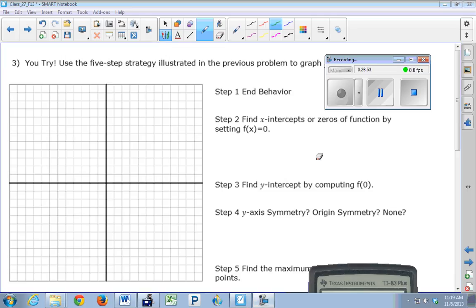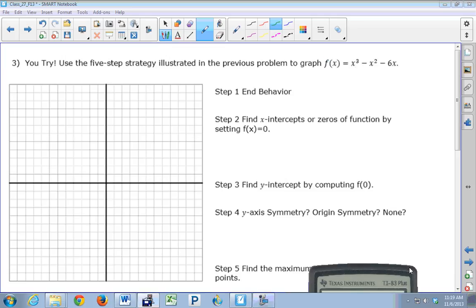Okay, so we know this is an odd degree polynomial. The leading coefficient is 1. So our right arm is up in the air, and our left arm is down, heading down towards negative infinity. What were the 3 zeros you all found? What were the values, in order from smallest to largest? Negative 2, 0, 3. Okay.